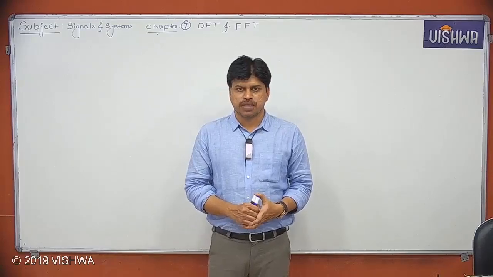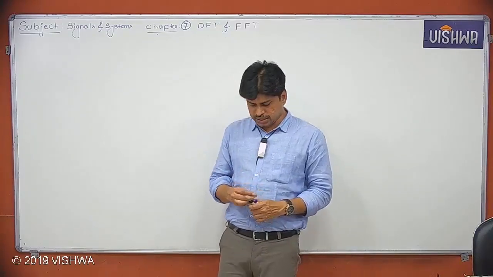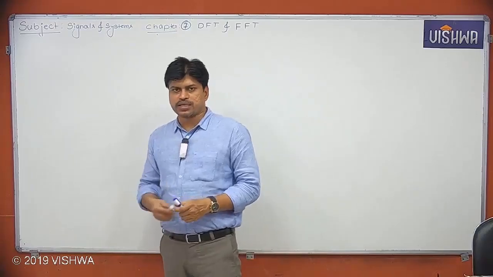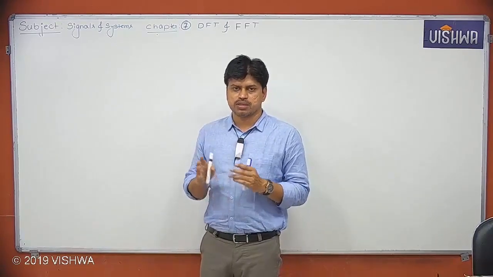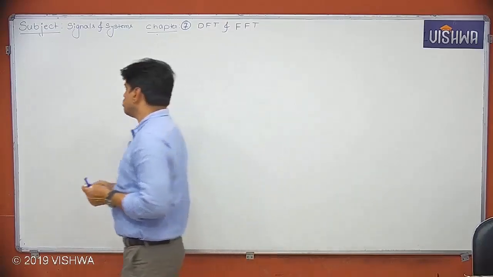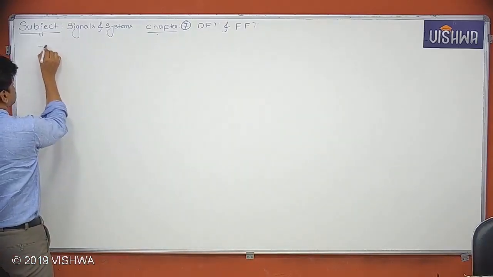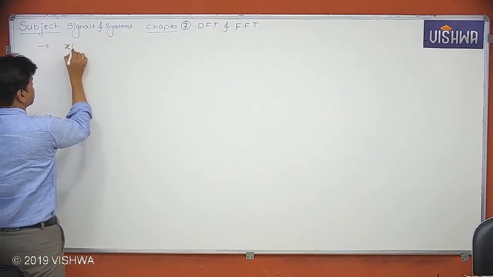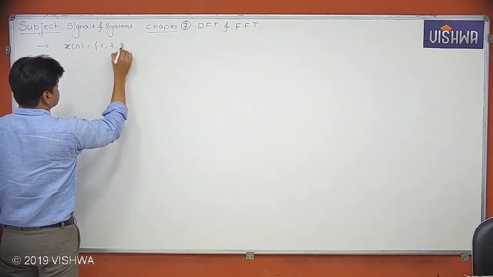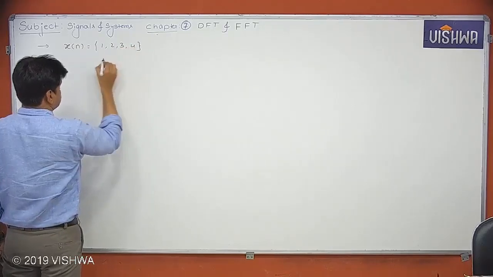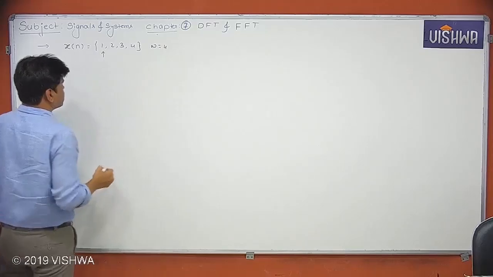Hi friends, welcome back. So still we are seeing the DFT topic. In that, what we already did is a circular convolution between two finite duration signals. Suppose a signal x of n, which is 1, 2, 3, 4, and here N is equal to 4. That means it is a periodic signal.